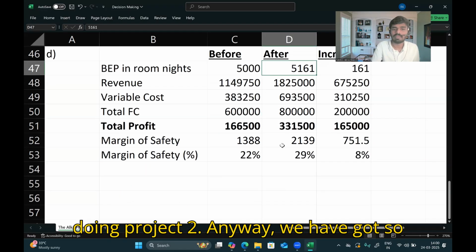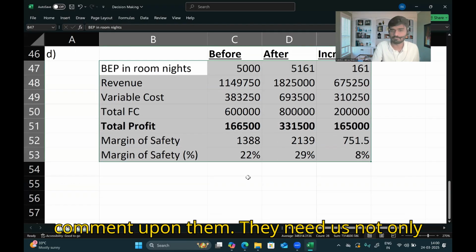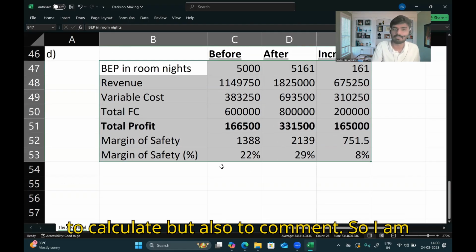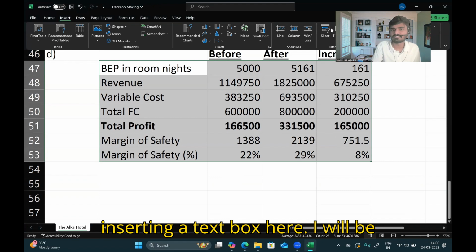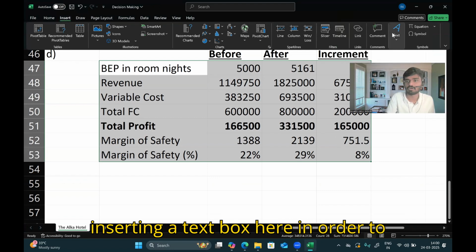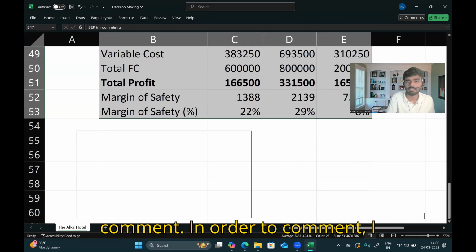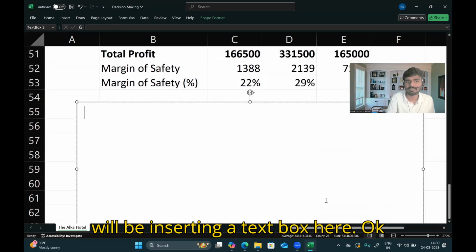Anyway, we have got so many calculations here. We need to comment upon them. They need us not only to calculate but also to comment. So I will be inserting a text box here in order to comment.